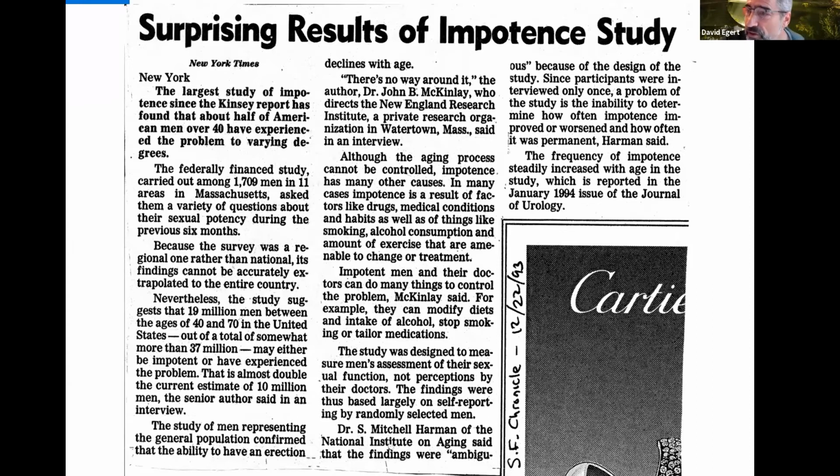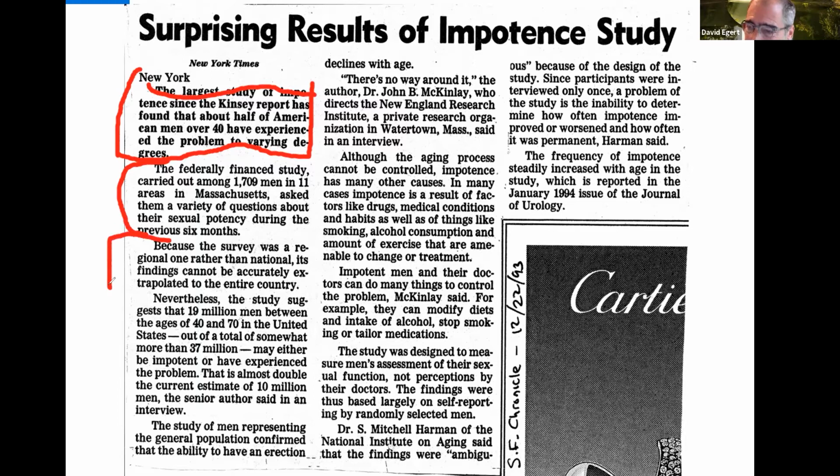This was from the Chronicle 30 years ago, related from the New York Times. The headline is: surprising results of impotence study. So the headlines pull you in, and then you read the first sentence: the largest study of impotence since the Kinsey report has found about half of American men over 40 have experienced the problem, federally financed, blah, blah, blah.